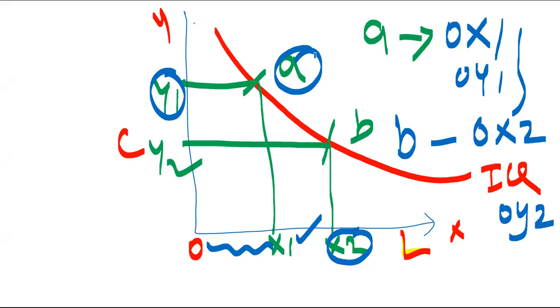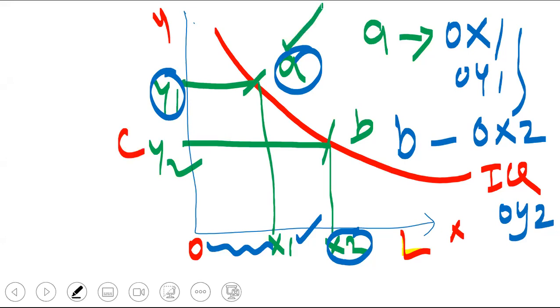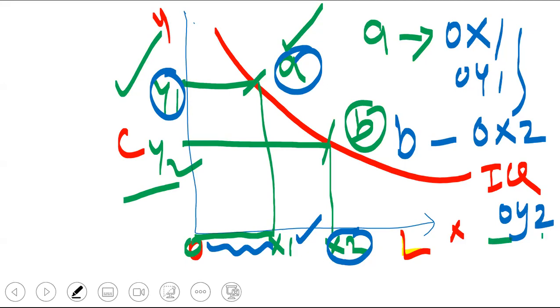Look where point A is in the diagram. This is point A. In the diagram, look first where point A is. At point A, look at the x-axis: OX1 unit of labor and OY1 unit of capital. I used O, which is the origin. Then at point B, look: OX2 unit of labor and OY2 unit of capital. Now look at what the difference between A and B is; that is what you should understand.